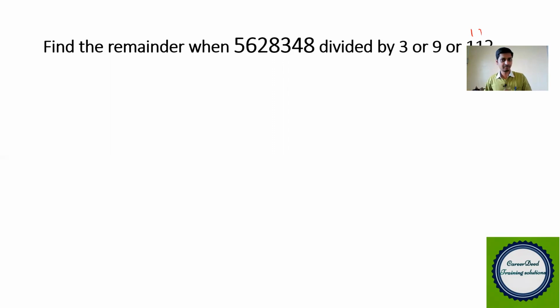Similarly, for 9, we will be using the same trick, right? So it is 5 plus 6 plus 2 plus 8 plus 3 plus 4 plus 8. When you add all these digits, the sum is equivalent to 36. So is 36 divisible by 9? Yes. So definitely this bigger number is also divisible by 9. So we don't need to worry about 3 or 9 now because both these numbers are divisible. I mean 5628348 is divisible by both the numbers.